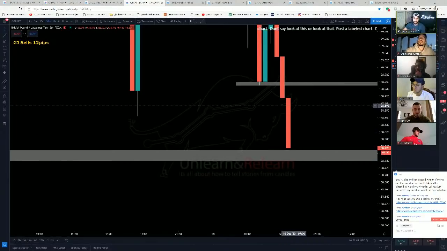So this thing is still open over here, pound yen. This thing is still moving. I won't be surprised if it keeps on dropping from this point.